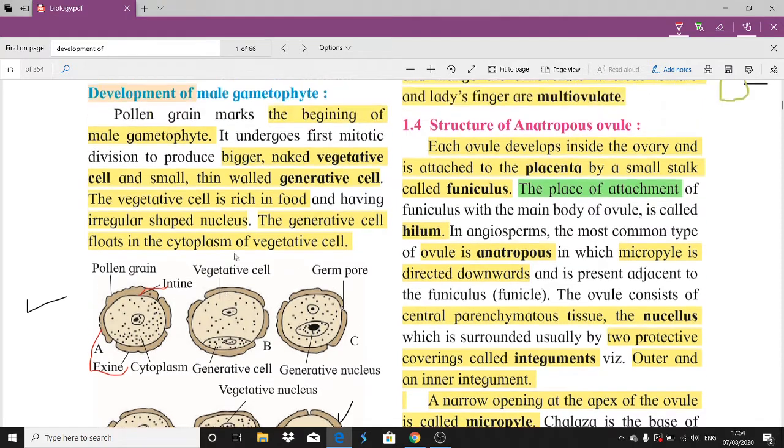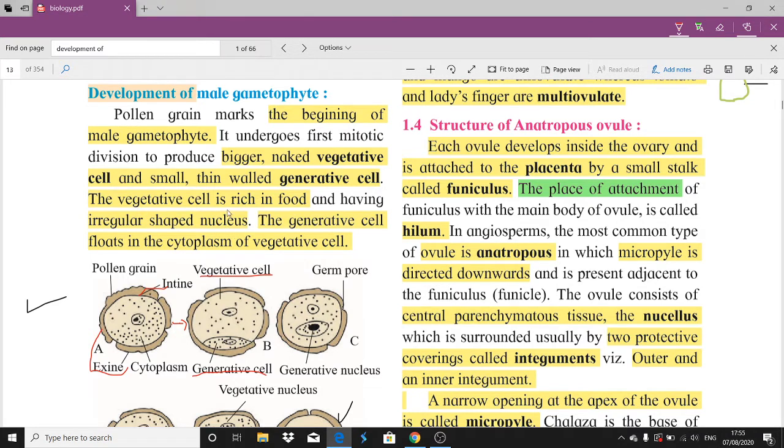So in the very beginning of the formation of the male gametophyte, it undergoes the first division. Now this is the first step where you can observe the formation of two cells. This is one cell called the vegetative cell, and this smaller cell is called the generative cell. In the last video I explained in much detail the differences between the vegetative cell and the generative cell with the help of a chart. So just go through it.